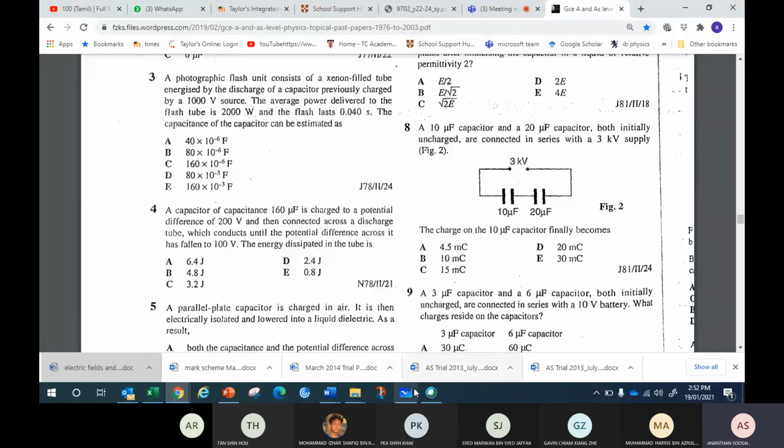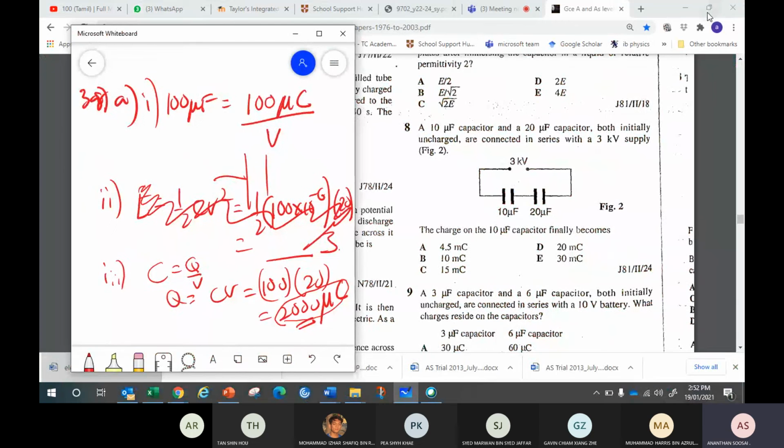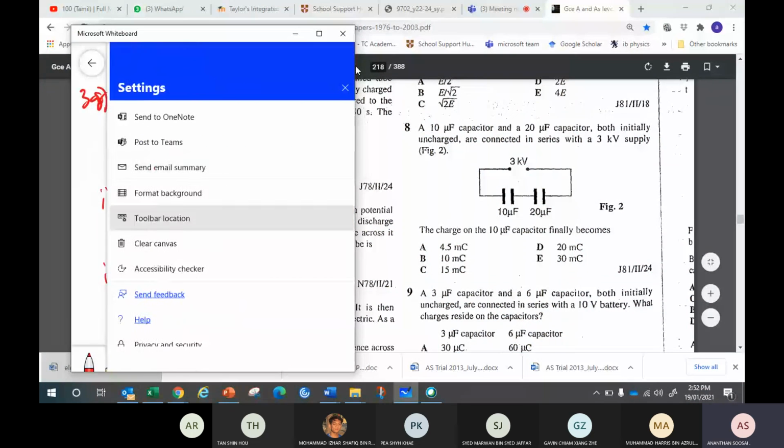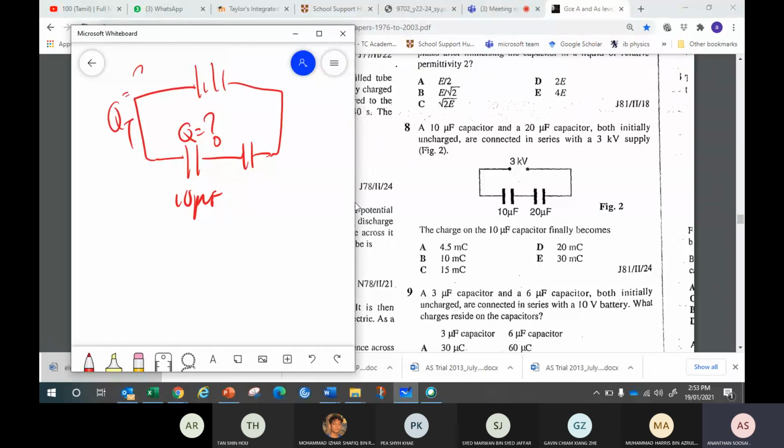Okay, so the others, how do you do this question? Let me play this. They're asking what is the energy. So what is the charge stored in the 10 microfarad? It's the same as the total charge, because it's one loop. So you find the total charge. How do you find the total charge?